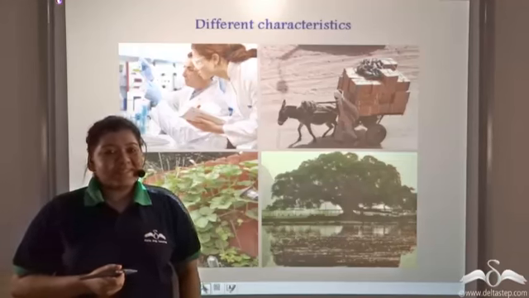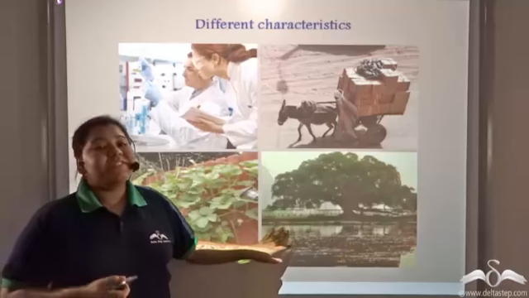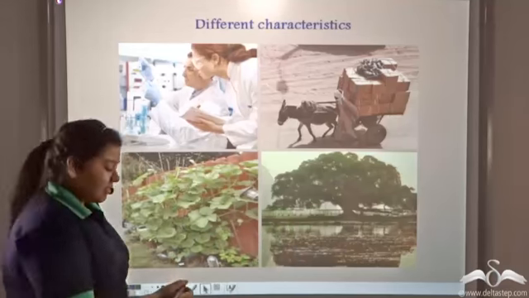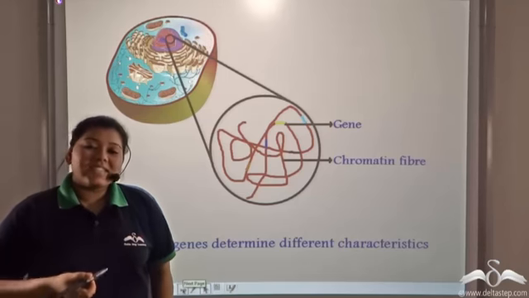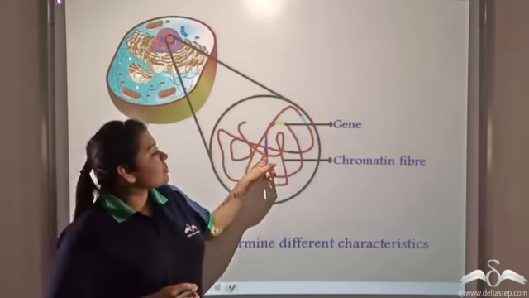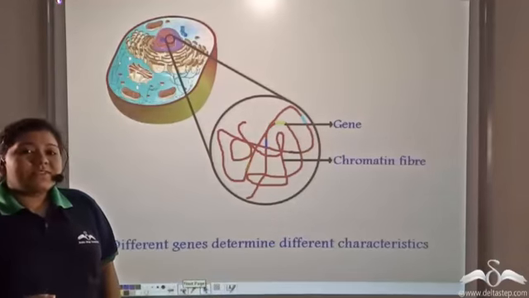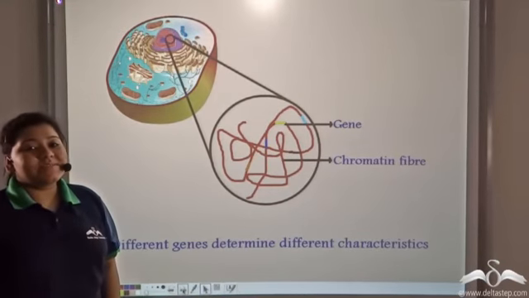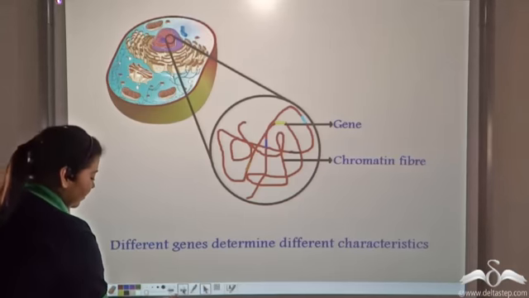Living organisms like human beings, animals, or plants have different characteristics. Now, these characteristics are determined by specific regions in the chromatin fibers known as genes. So, different genes determine or give different characteristics.